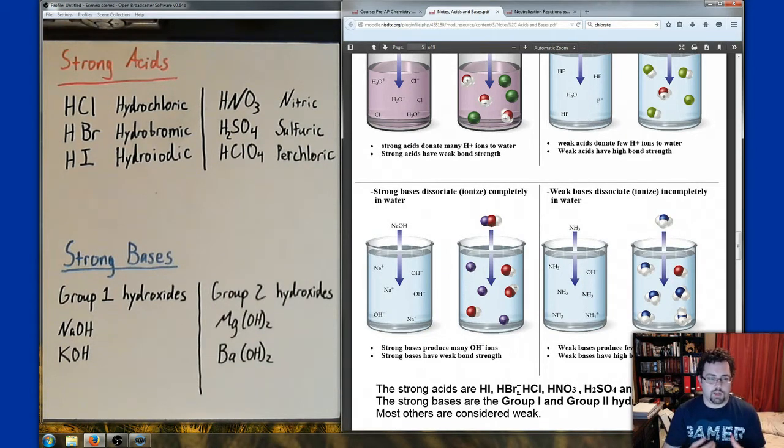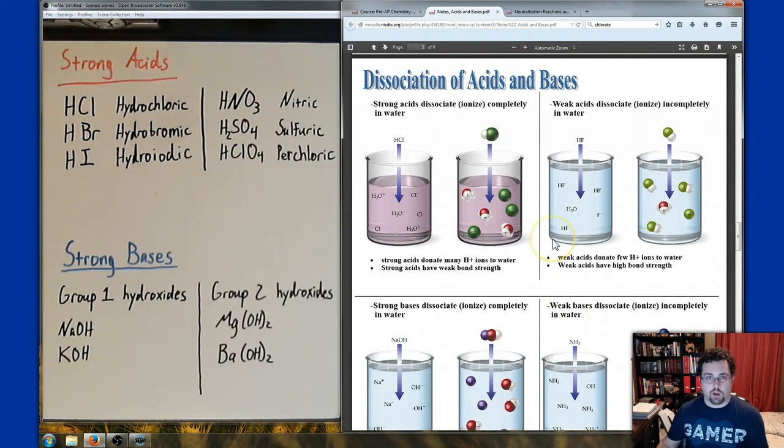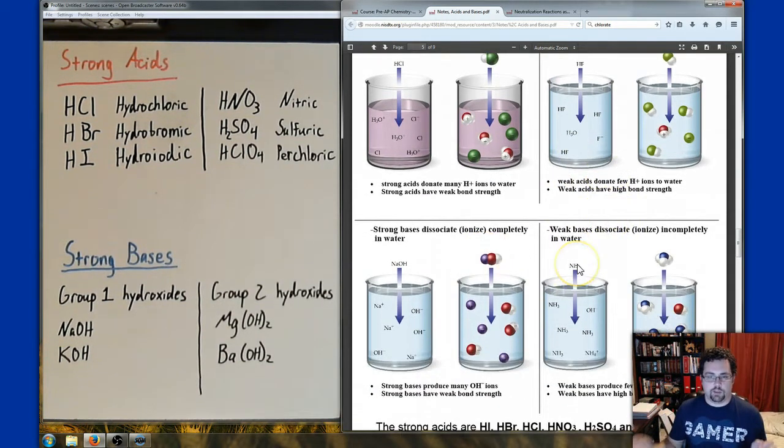Strong bases are anything from group 1 or group 2 with hydroxide. So NaOH, KOH, Mg(OH)2, and Ba(OH)2 are examples: sodium hydroxide, potassium hydroxide, magnesium hydroxide, and barium hydroxide. So anything with a group 1 or 2 metal with hydroxide is going to be considered a really strong base. Alright, so recap: strong ionizes completely, with lots of ions in the water. Weak ionizes incompletely, with not as many ions in the water.